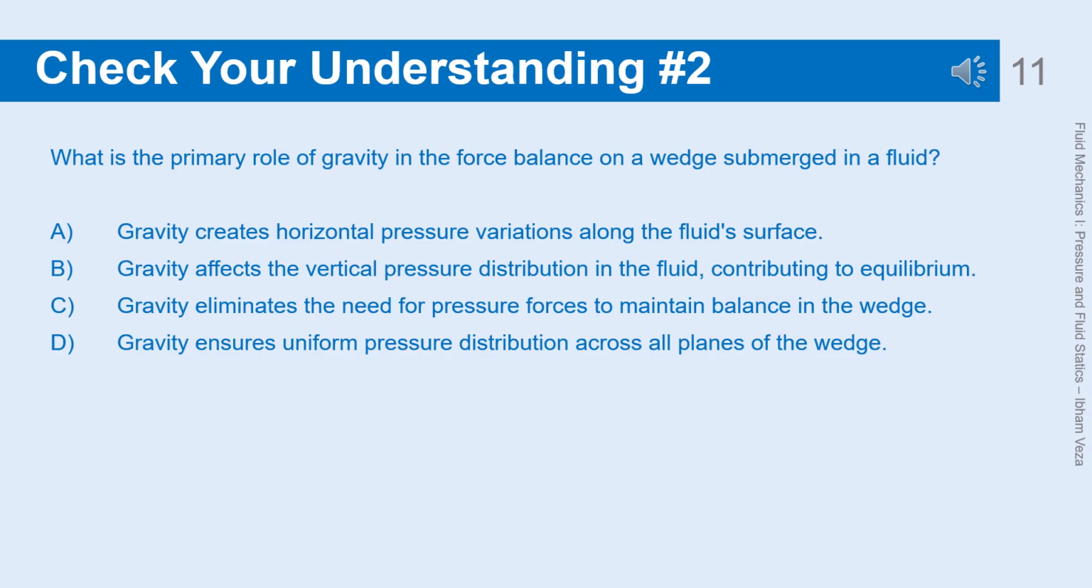Option C, gravity does not eliminate the need for pressure forces. Both forces work together to maintain equilibrium in the wedge. Option D, gravity does not ensure uniform pressure distribution. Instead, it causes a pressure gradient, with pressure increasing with depth.